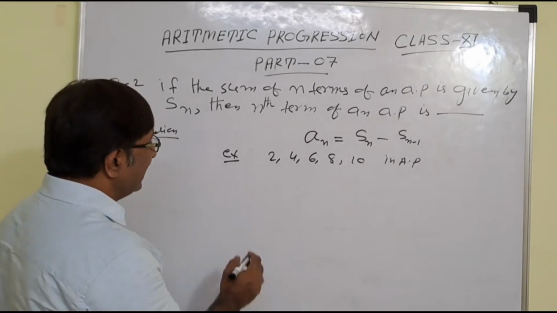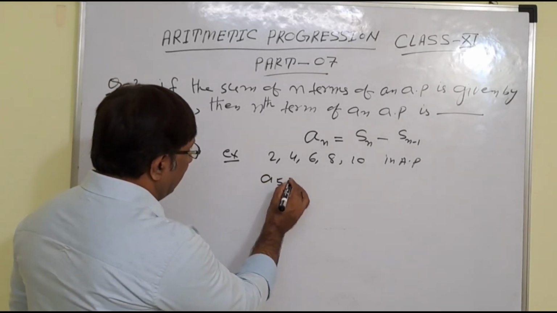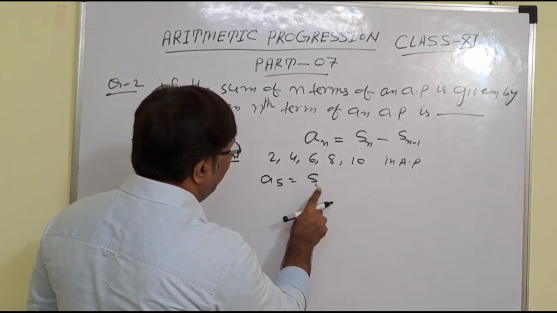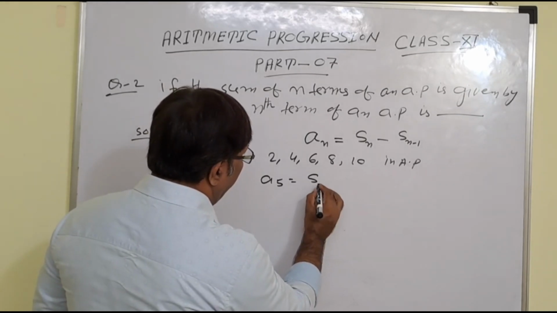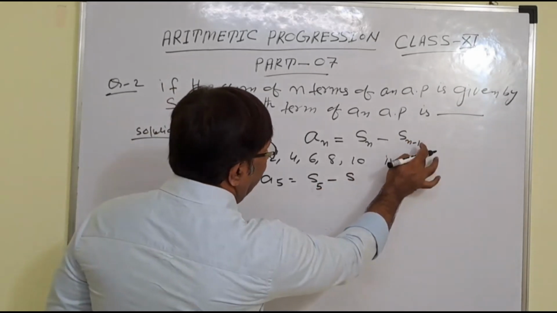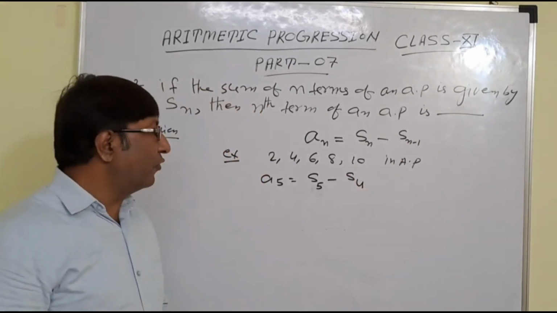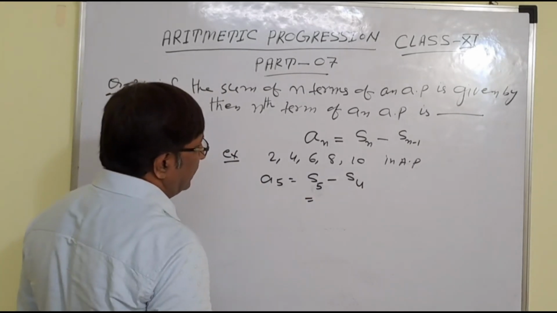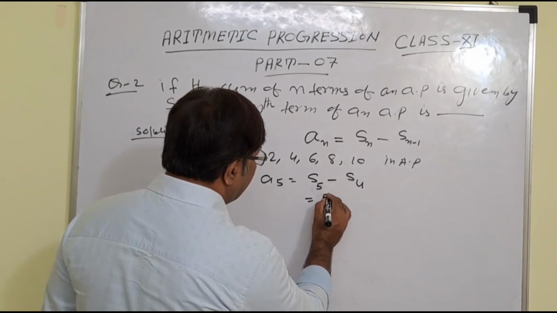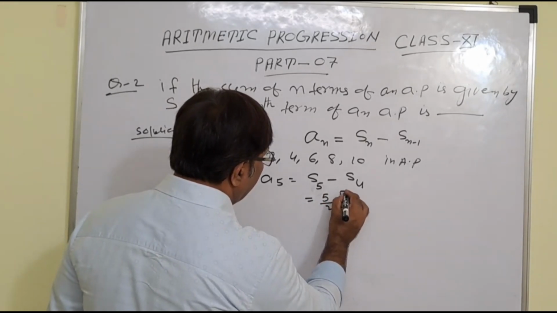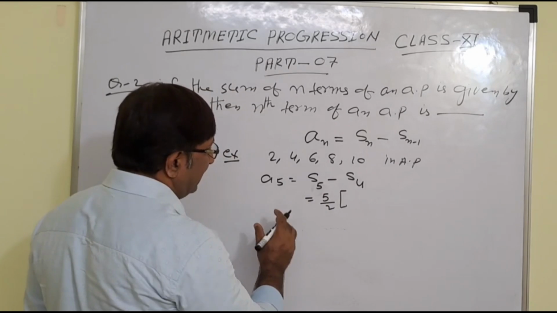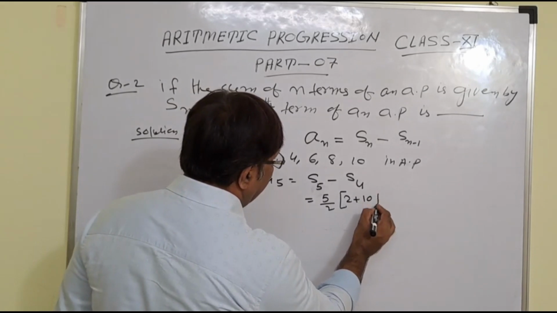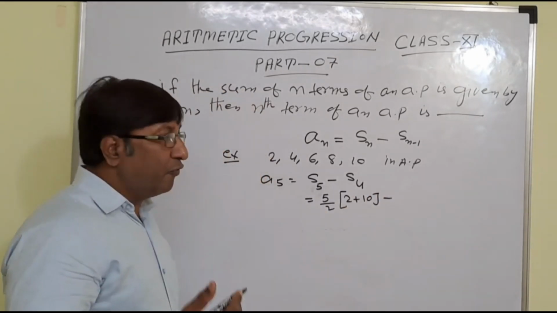So we have to find the fifth term. The simple technique is A5 equal to the sum of n terms, that is the sum of 5 terms, minus the sum of 5 minus 1, that is the sum of 4 terms. The sum of 5 terms will be 5 by 2 into A plus last term. A is 2 and the last term, that is the fifth term, is 10, minus the sum of the fourth term.